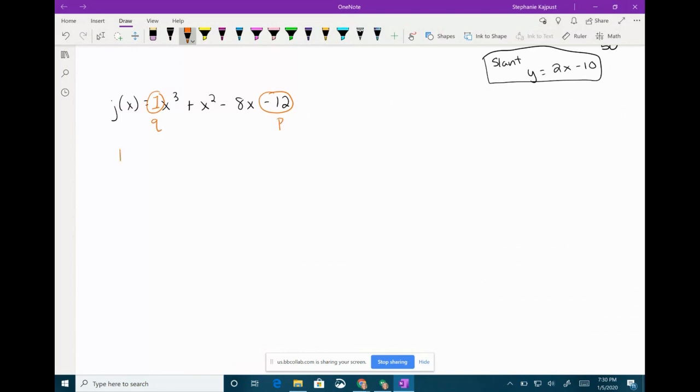And then rational zeros come from factors of P over Q. Now, because Q is 1 in this case, we're just looking at all possible numbers that divide into 12. All the factors of 12. And you can get positive or negative versions. So that's going to be plus or minus 1, plus or minus 2, plus or minus 3, plus or minus 4, 6, and 12.